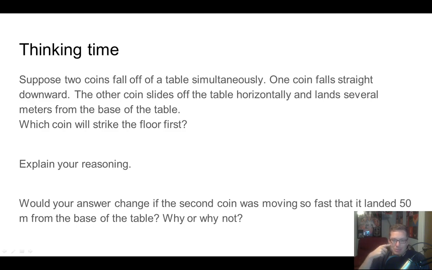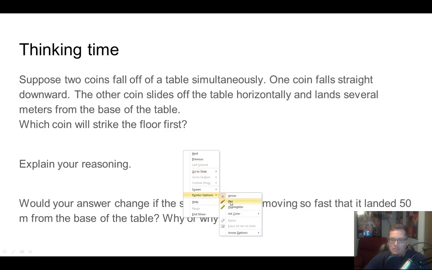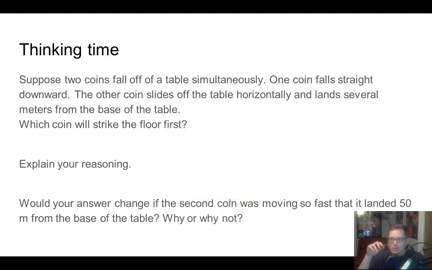Hence, projectile motion. Let's think about this for a second. Suppose we have two coins and they fall off a table simultaneously. One coin falls straight downward and the other coin was slid off the table horizontally and landed several meters away from the base. In physics it's almost always easier to draw a little picture. So we've got a table here.